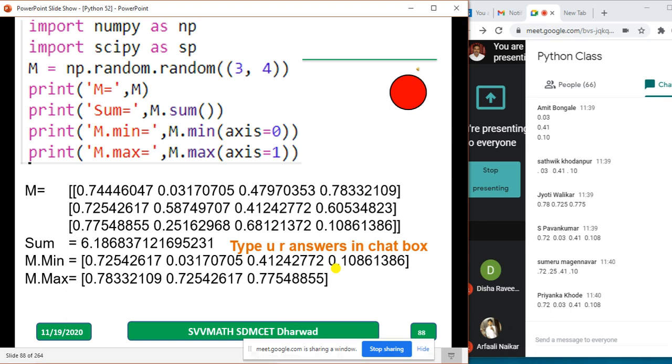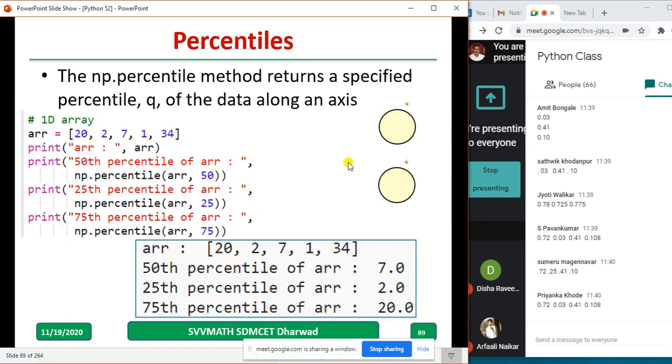How to use a percentile. Most of us are familiar with the word percentile. The np dot percentile method returns a specified percentile q of the data along an axis. Say I am taking a 1D array. I am assigning 20 to 7, some random numbers I have taken. I am printing the array as it is. I am printing the 50th percentile. It is a 7.